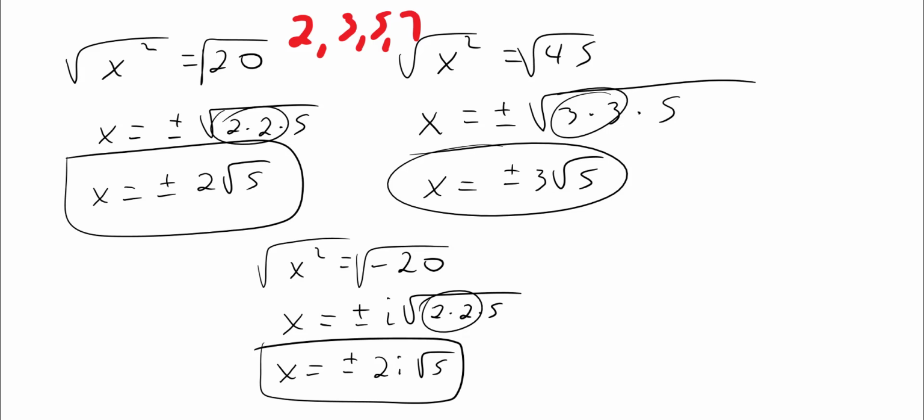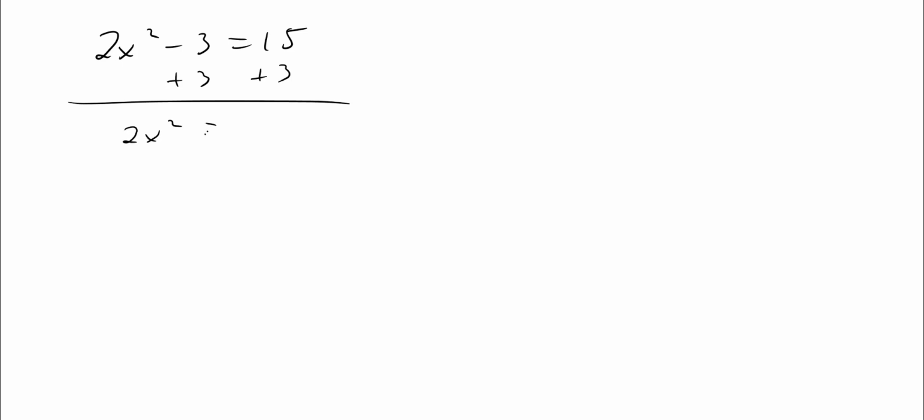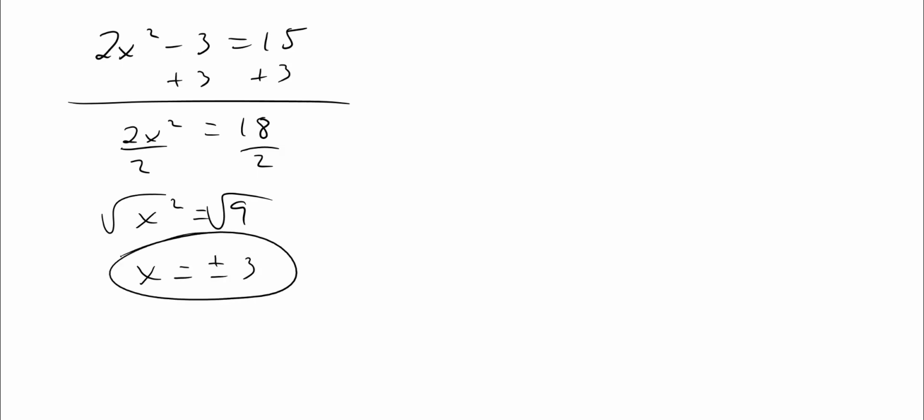All right, so again, let's progress into a little more challenging one. I have 2x squared minus 3 equals 15. So guys, our goal is to isolate that x squared, or the squared term. In order to do that, it's like a regular algebra problem. I'm going to add 3 to both sides. So 2x squared equals 18. I'm going to divide by 2. You guys should be good at that. So I get x squared equals 9. Take the square root of both sides. x equals plus or minus 3. That was pretty easy.